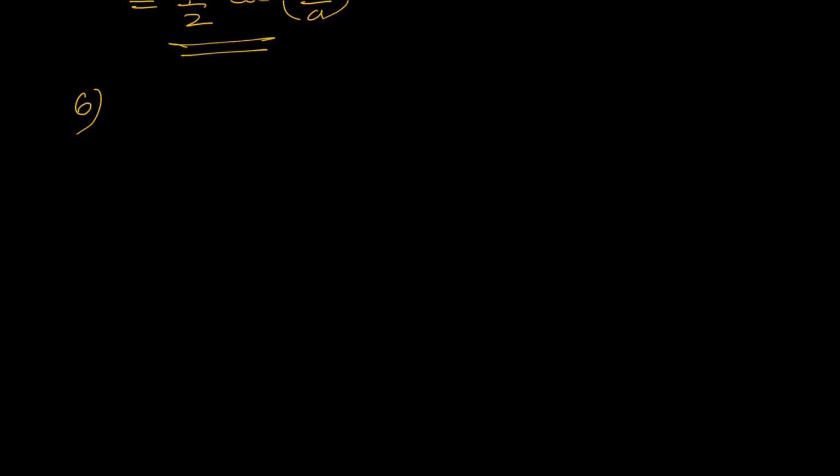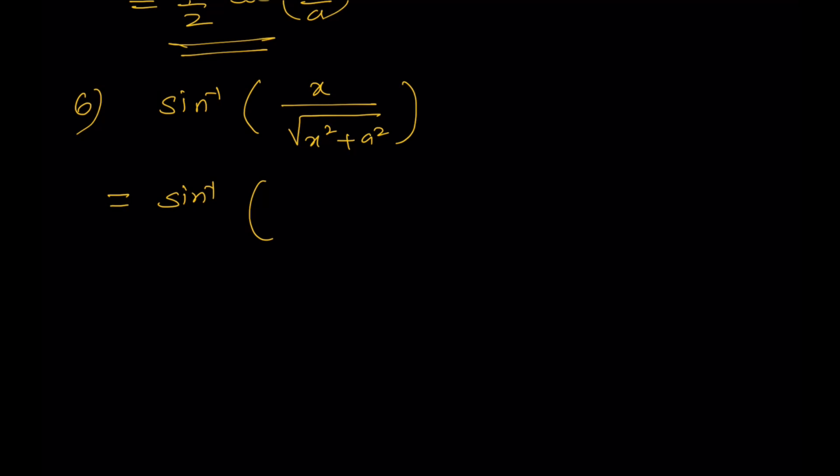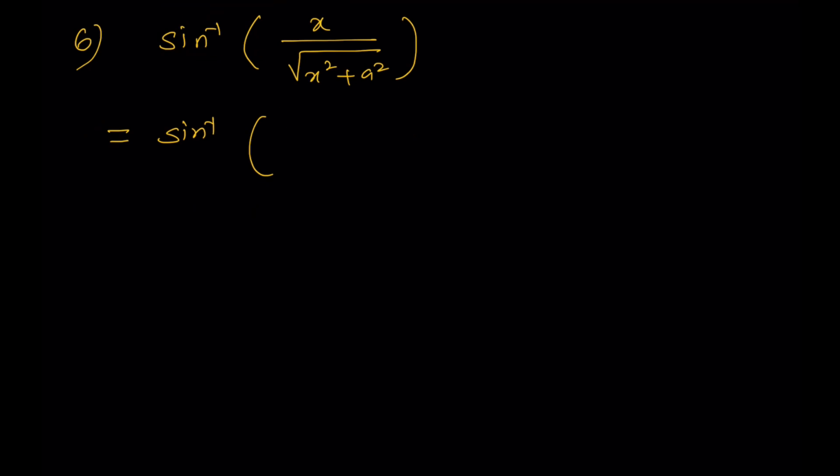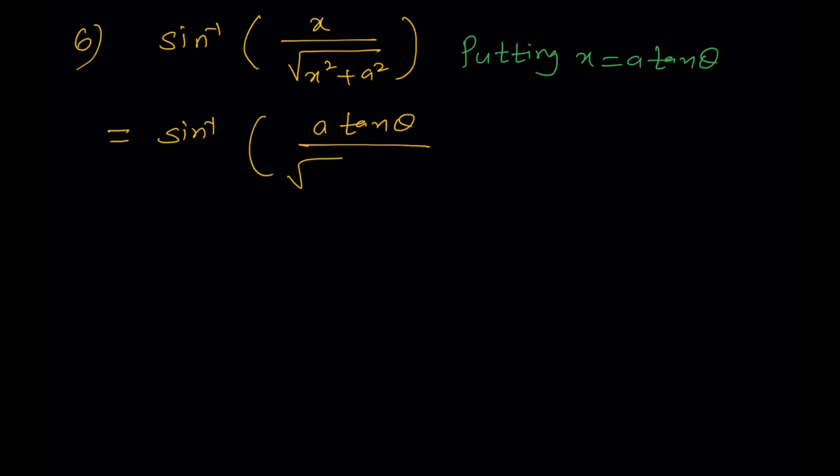Next, sin inverse of x upon square root of x square plus a square. What will be the substitute? Come on, fast. So sin inverse of, we have root of x square plus a square. So what will be our substitute? Putting what? That's right, putting x is equal to a tan theta or a cot theta. Very good. So let's substitute.